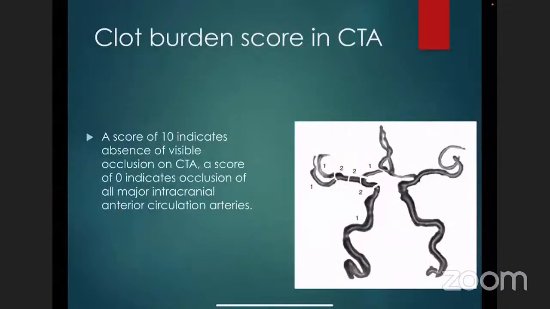Also, there is another score called the clot burden score, but it is also not commonly used in the CT angiogram. A score of 10 indicates absence of visible occlusion in the CTA. A score of 0 indicates occlusion of all major anterior circulation arteries.